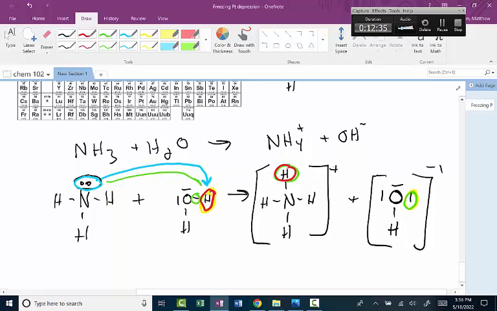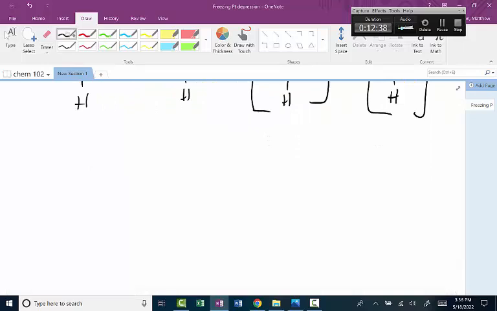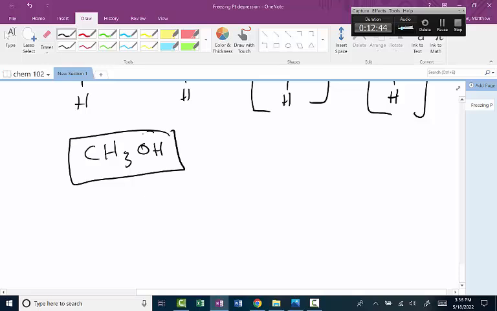All right, that is all of them. Everything else is a molecule. CH3OH is a molecule. It's a methanol. A lot of people like to say it's a strong base because of that OH, but this is not a metal. All right, that should be everything.